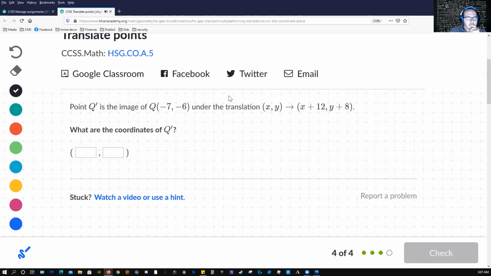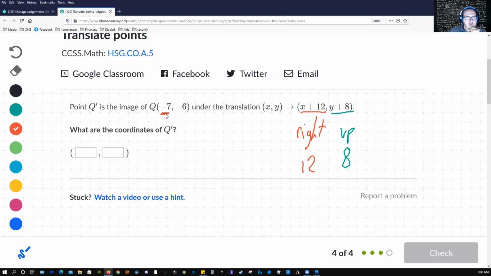Okay. So the next one, point q prime is an image of q, which is at negative 7, negative 6 under a translation. Okay. So they're wording this a little bit differently, but they're saying it right here. So x plus 12, that means we're going right by 12. And y plus 8 means we're going up 8. So what is the coordinate of q prime?